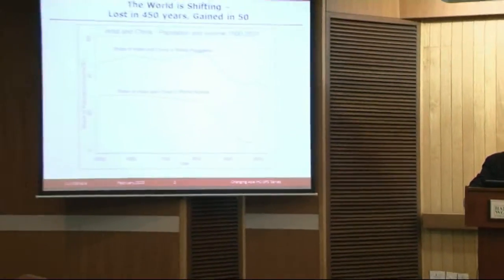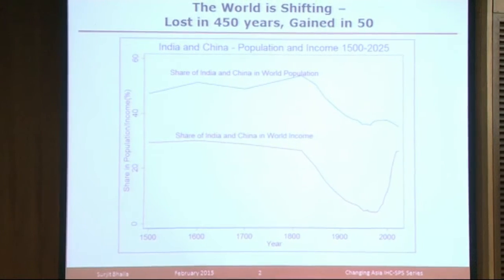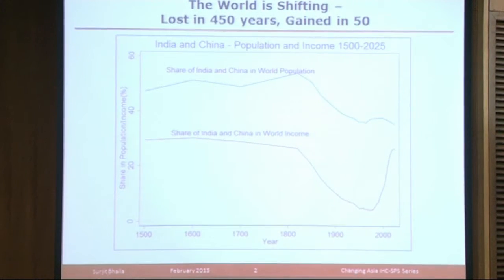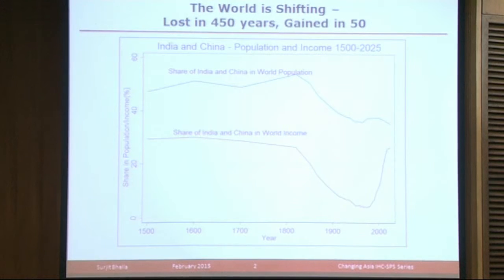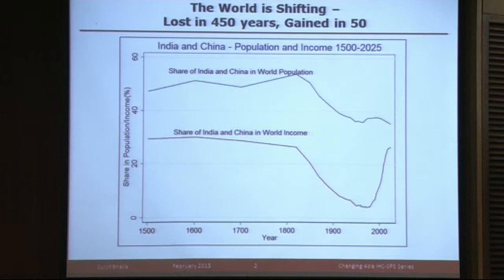You know, my favorite graph for the last decade actually is the following. What it shows is the blue line is the share of India and China in the world population, and the red line is the share of India and China in world income. Now when the two lines cross, that's when per capita income in India and China is equal to per capita income in the rest of the world.